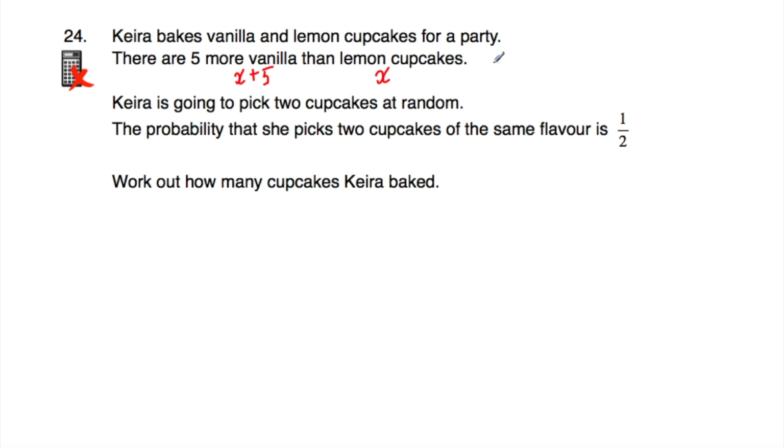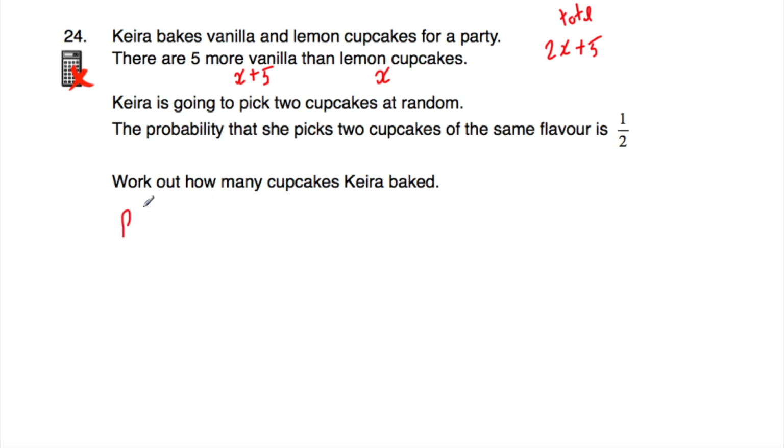And that means all together, because she bakes vanilla and lemon cupcakes, if we add those together, that'll be 2x plus 5. That's the total number of cupcakes that she's baked. Okay, and then we're told that Kira is going to pick 2 of the cupcakes at random, and the probability that she chooses 2 cupcakes of the same colour is a half.